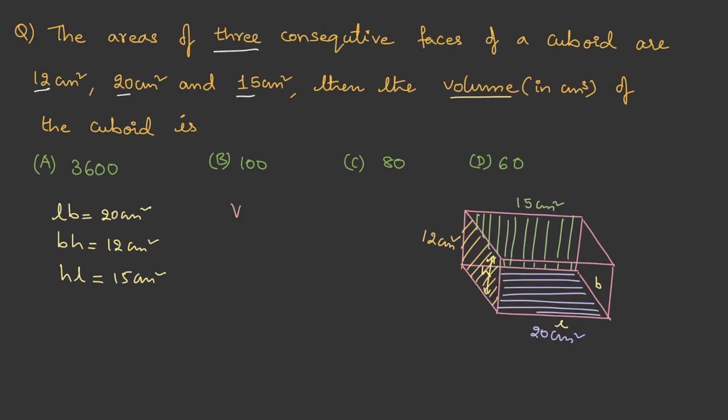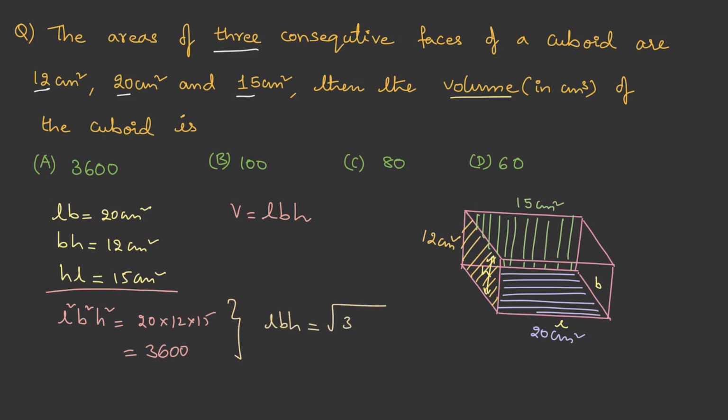The question asked is for volume. We already know volume is LBH. In order to get this, let me multiply all the 3. When we multiply, we get L square, B square, H square equals 20 into 12 into 15. This is 3600. So from this I can write LBH is root of 3600, that is 60. Therefore, the volume is 60 centimeter cube, that is option D. Now let's try one more question.